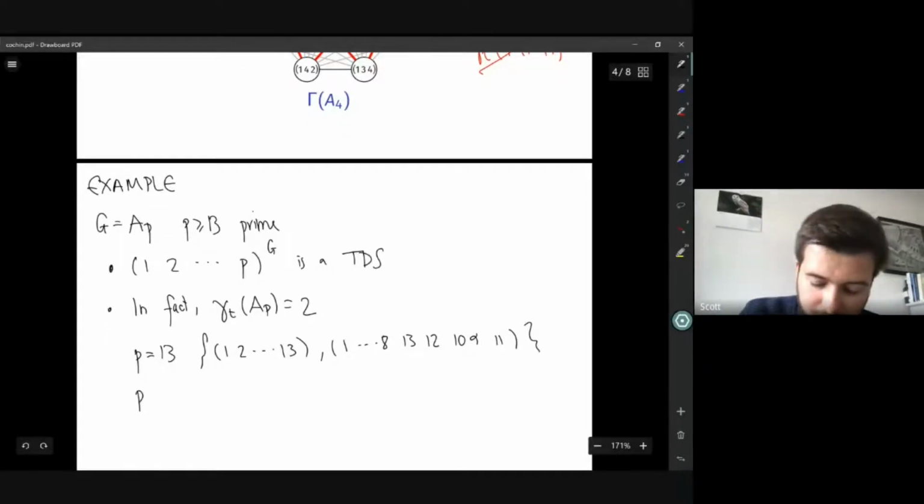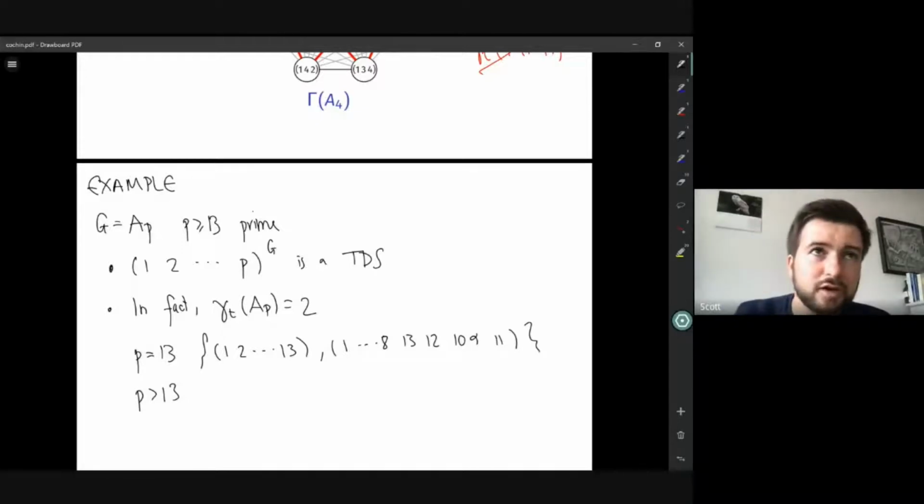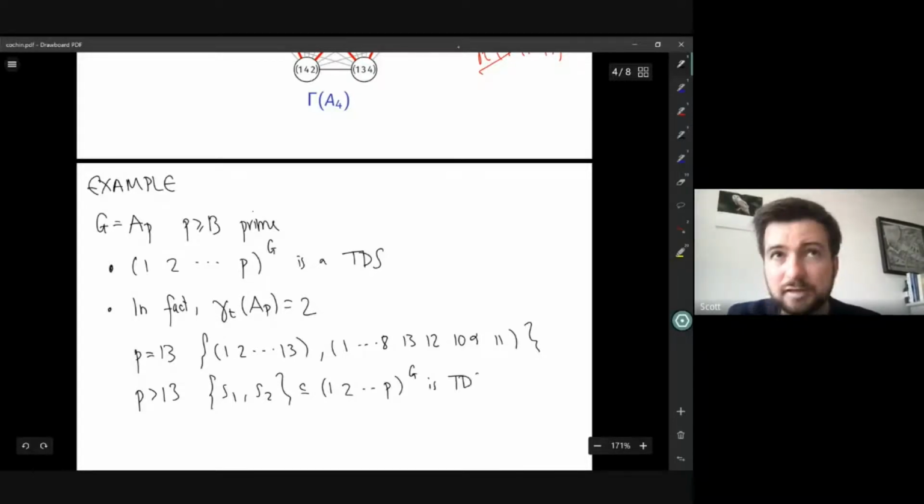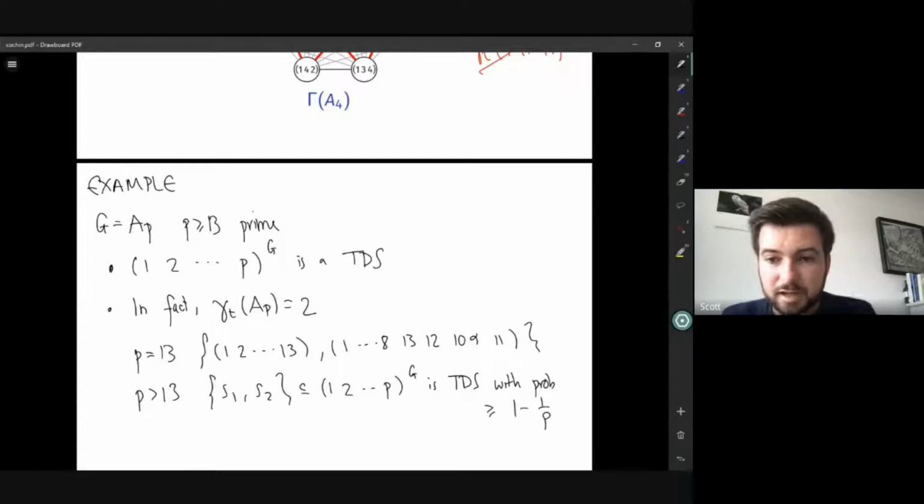And what's even more striking is if we say p is more than 13, then if I just randomly choose 2 elements from this conjugacy class, then this will be a total dominating set with probability at least 1 minus 1 over p. So with probability that tends towards 1 with p, if you just randomly choose 2 elements in that set, they'll work. So this is, I think, really quite surprising. Not only can you find a total dominating set of theoretically smallest possible size, but just randomly searching in appropriate conjugacy classes will find you one.